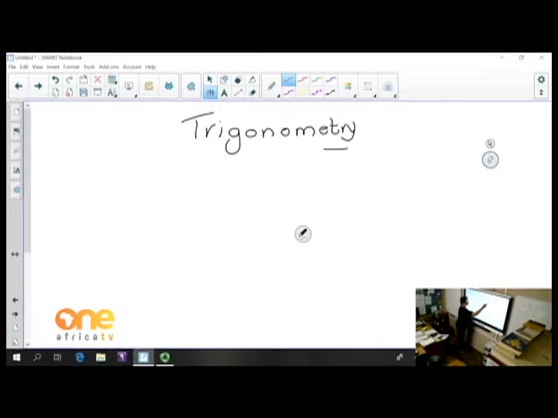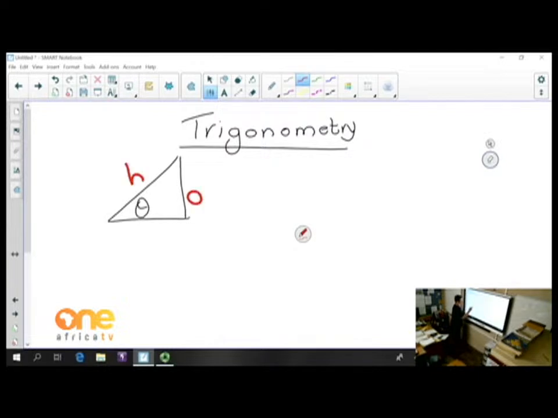Today, for the first exam paper, we're just going to do the introduction with right-angled triangles. So this is a right-angled triangle. There's theta, and we label this then as the opposite side, the hypotenuse, and the adjacent. What you've learned so far is the rule of Pythagoras.